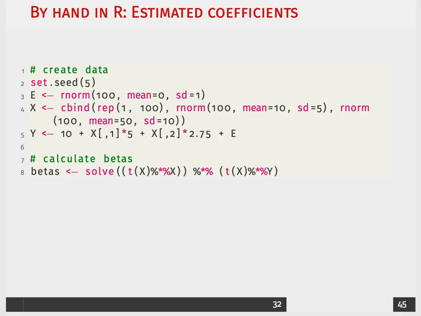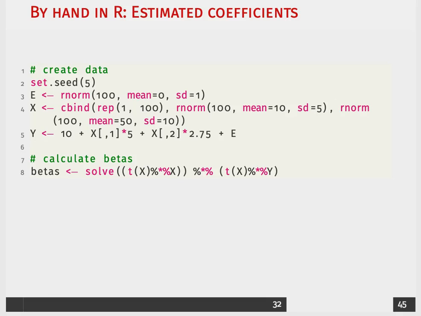I'm then creating 2 different covariates in our matrix of X, and I'm also filling the first column with all ones. Remember, that's how our matrix of covariates is constructed. Then I'm finally making our outcome Y, which is a function of our covariates as well as our error terms, and I'm forcing the relationship between x1 to be 5. That should be what the actual relationship is. And then the second one is 2.75, and I'm saying that the y-intercept should be 10.